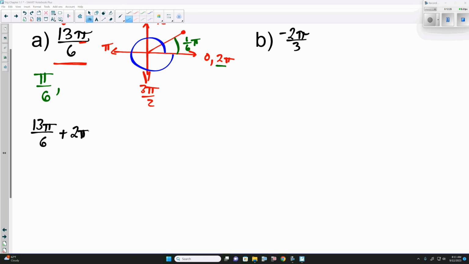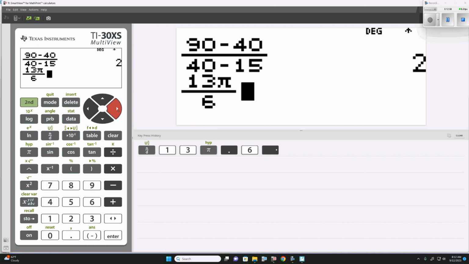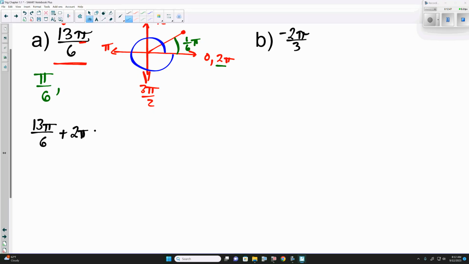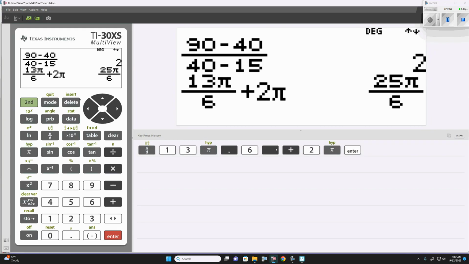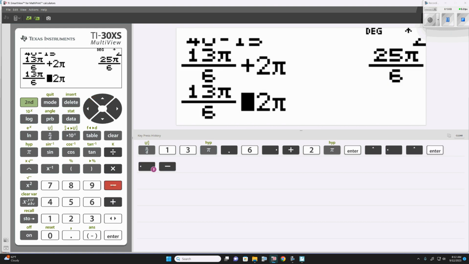So, in these here, I would use the 30xs. It's a little bit nicer in terms of pi and plugging fractions in. Because I can plug 13 pi over 6 and add 2 pi to it and get 25 pi over 6. So 25 pi over 6 is a coterminal angle. Now we can also, instead of adding it, we can do what? Subtract it, and let's see what we get.